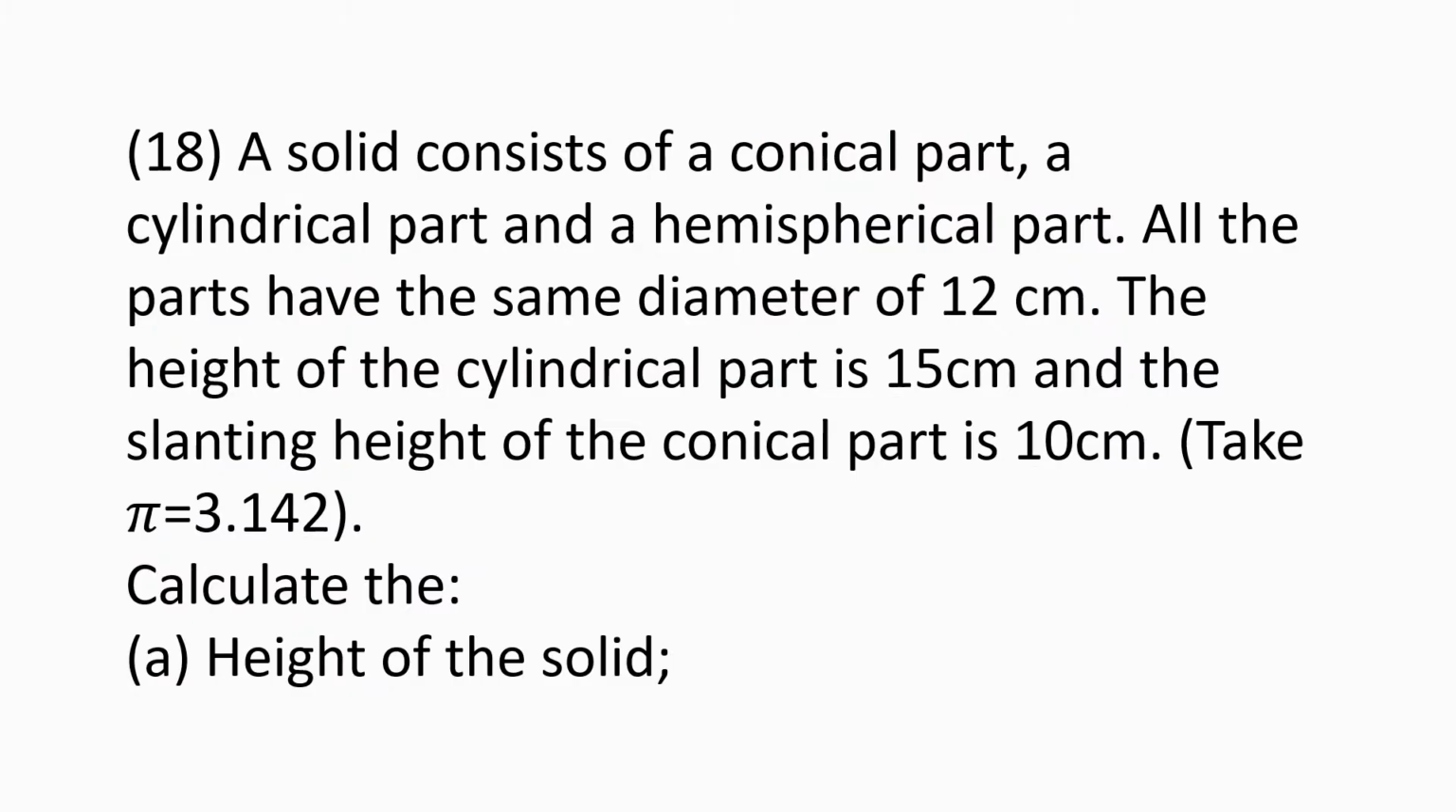Question 18. A solid consists of a conical part, a cylindrical part, and a hemispherical part. All parts have the same diameter of 12 centimeters. The height of the cylindrical part is 15 centimeters, and the slanting height of the conical part is 10 centimeters. Take pi equal to 3.142. Calculate part A, the height of the solid.